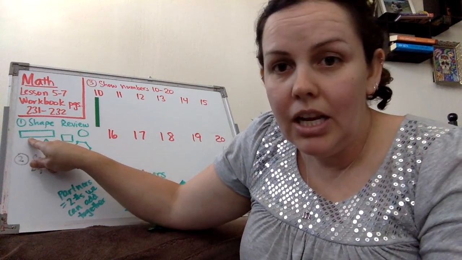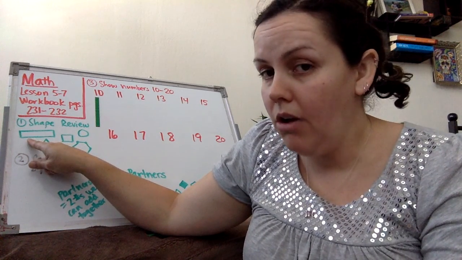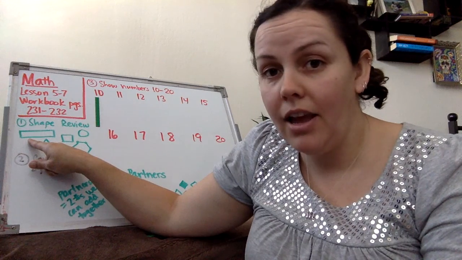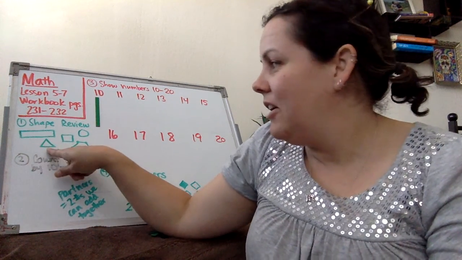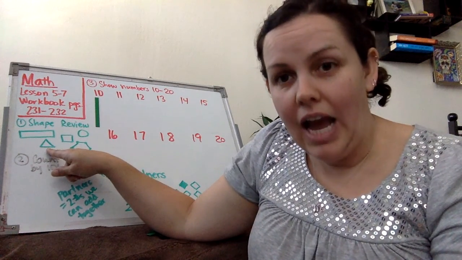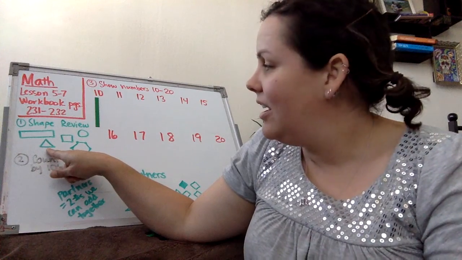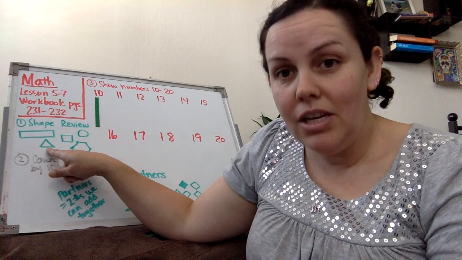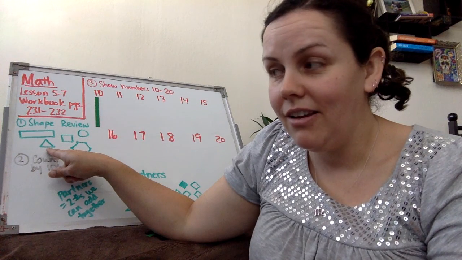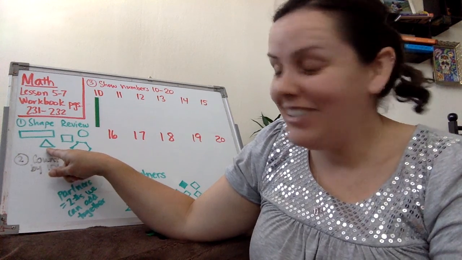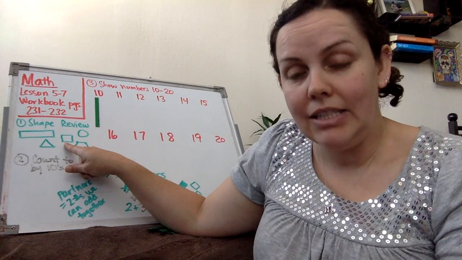So this one, it has 4 sides. 2 are long and 2 are short. It's called a rectangle. This one has 3 sides. Sometimes they're the same length, sometimes they're not. This shape has 3 corners or angles. It's called a triangle.